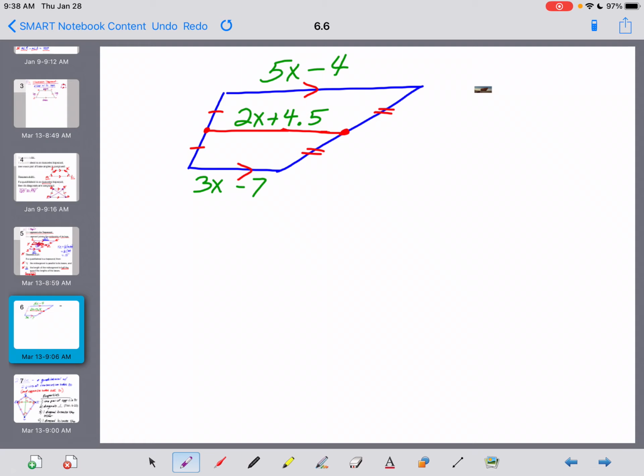If we look at the tick marks on the left and the right, let me call this point A over here and this point B. The tick marks tell me that A is the midpoint of one of the non-parallel sides, so it's the midpoint of a leg. B, because of the double tick marks here, is also the midpoint of a leg.